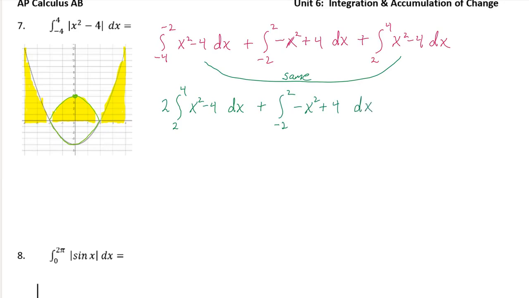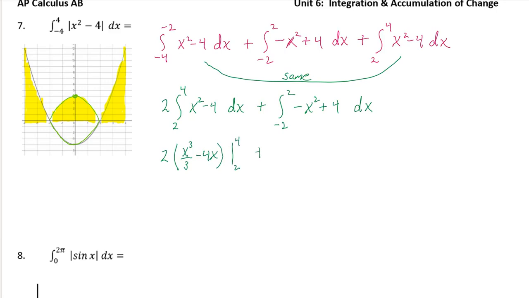All right, so my first integral, the 2 is going to stay there, and the 2 is attached to both parts of this. We could do a couple of different things here, but I'm just going to attach it to both antiderivatives when we go to plug in. So the antiderivative of x squared is, let's see, x cubed over 3 minus 4x. And we're going to evaluate that one from 2 to 4.